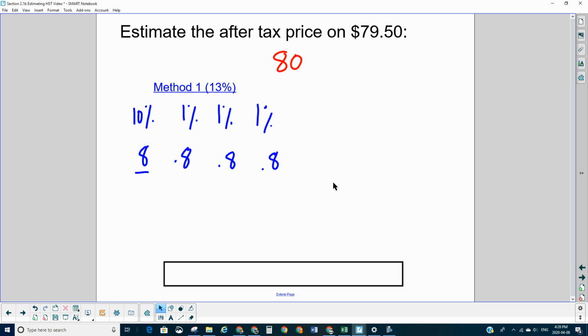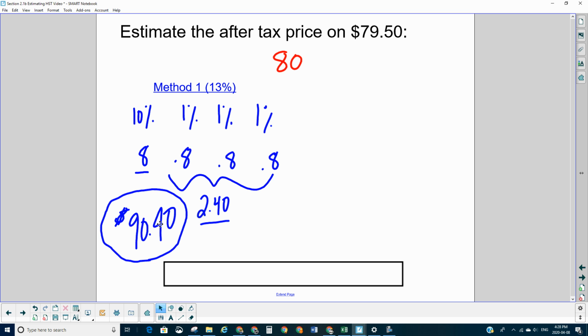Now we have to add all these up. Well, 80 cents plus 80 cents is $1.60, plus another 80 is $2.40. So our after-tax price is going to be $80, plus 8 more is 88, plus 2 more is 90, and then the 40 cents is $90.40. So the reason this is okay is because finding 10% and 1% is pretty easy. We just spent a whole day on it.